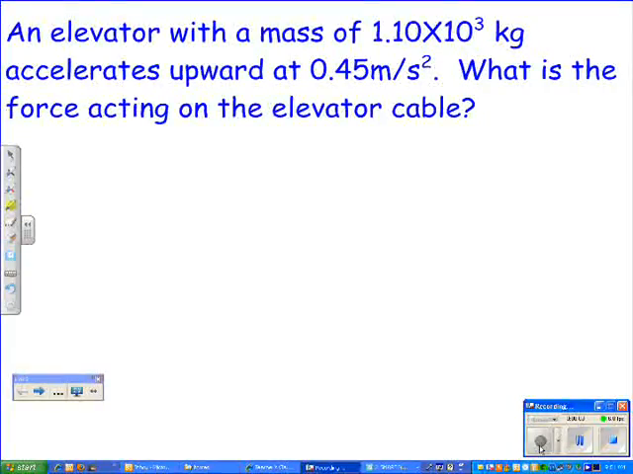All right, we are going to start. First thing I want to do is a couple examples of force problems.